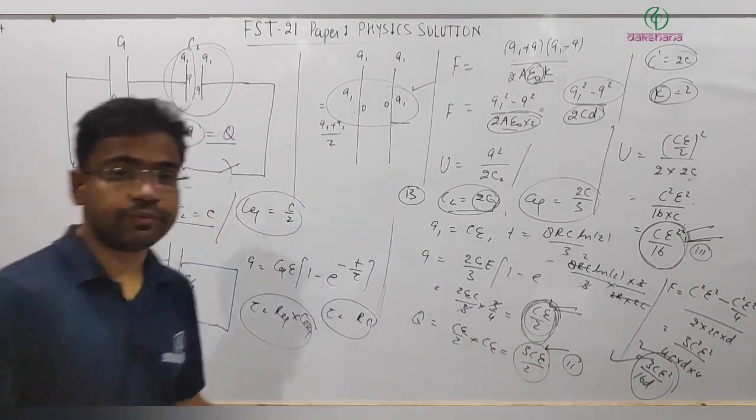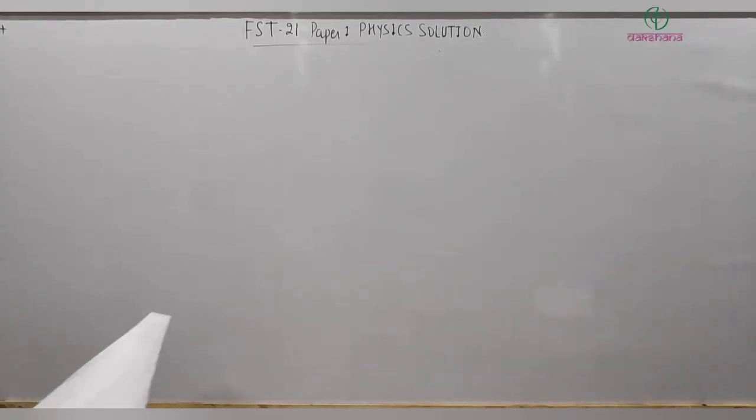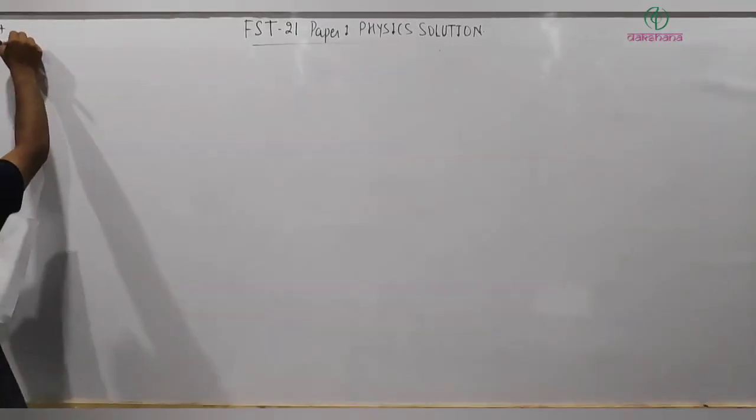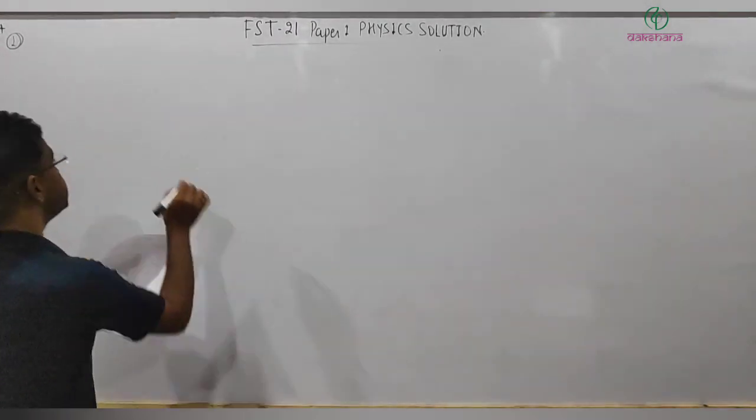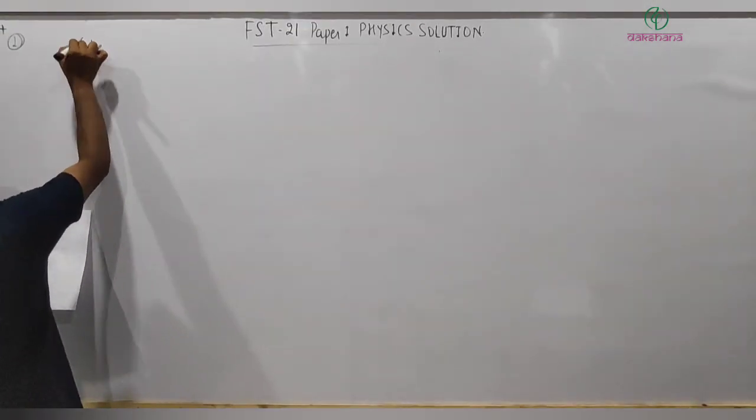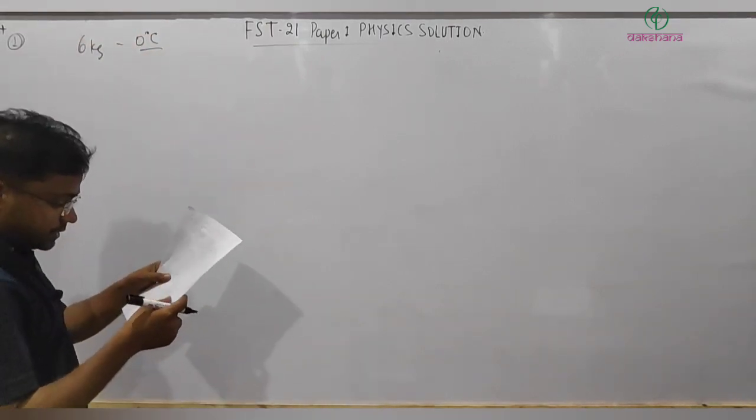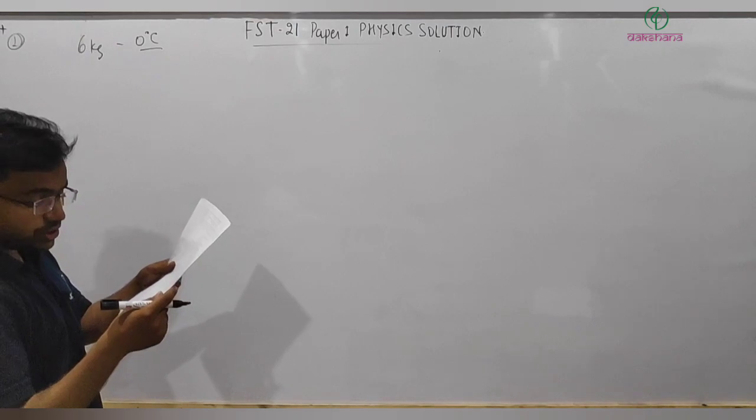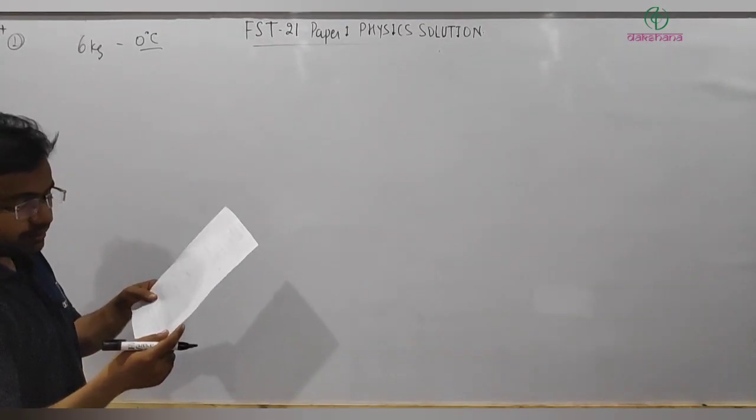Let's see the next problem for the next section. Okay, next section and question number 1 here. So let me read first. A vessel contains 6 kg of water at 0 degrees Celsius. It's given, and the water equivalent of the vessel at 0 degrees is 2 kg, and it increases linearly with the temperature such that it becomes 4 kg.